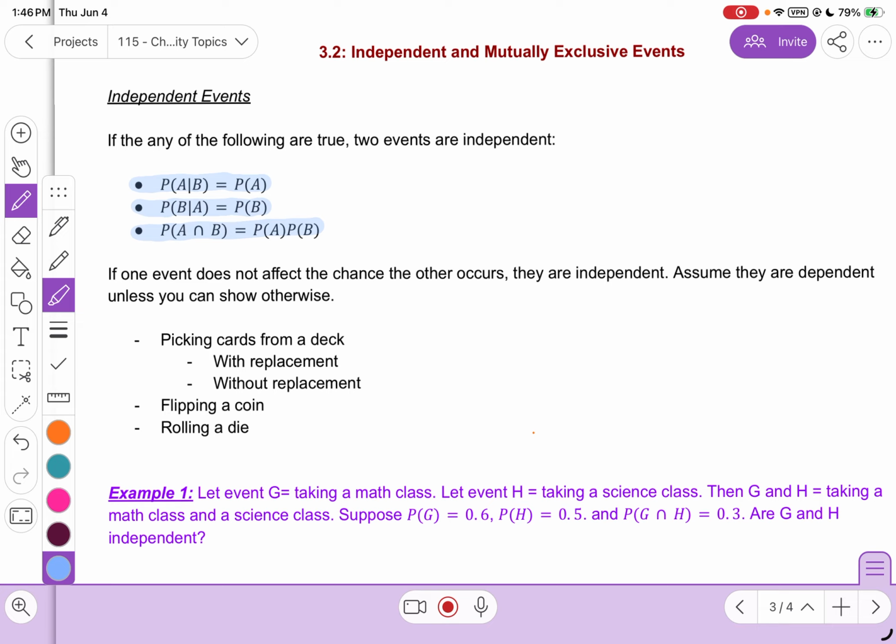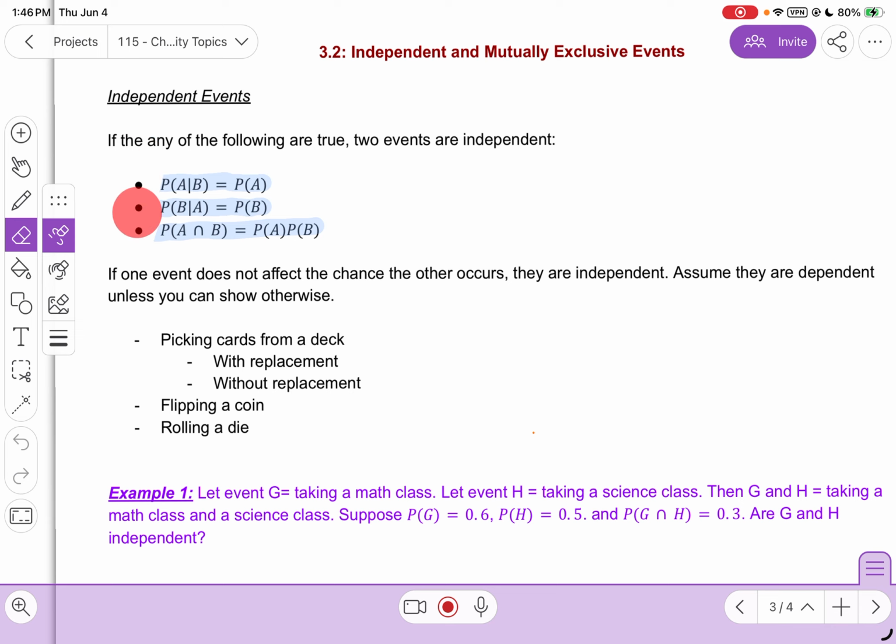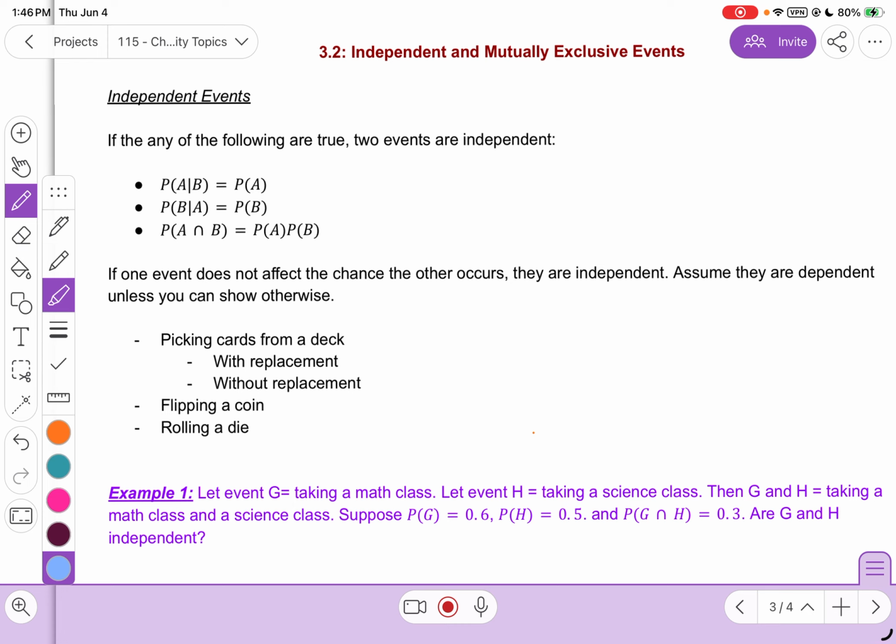Any of those three is enough. You don't need all three, you only need one. Any of those three will work to prove they're independent. So, if one event does not affect the other, they're independent. You assume they're dependent unless that's true. So, if any of those are equal, it's true. If they're different or not equal, they're dependent.